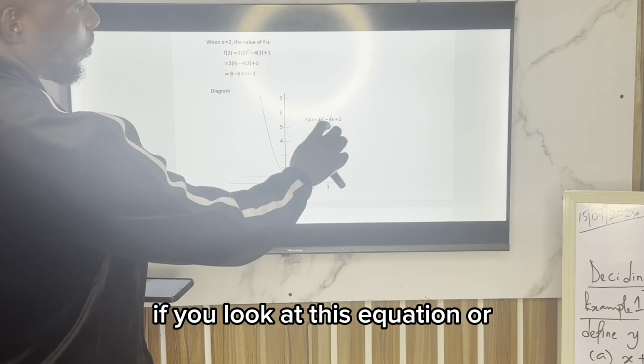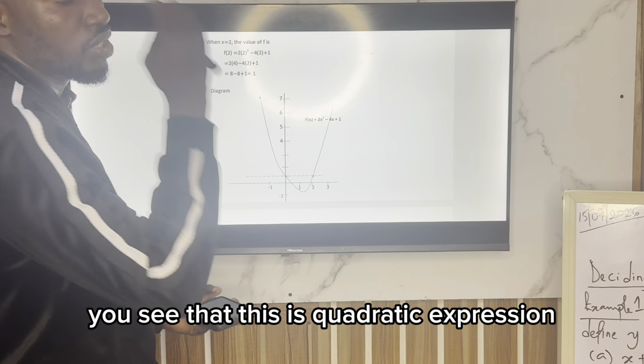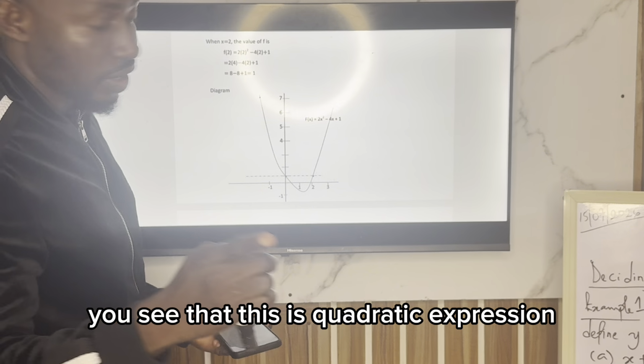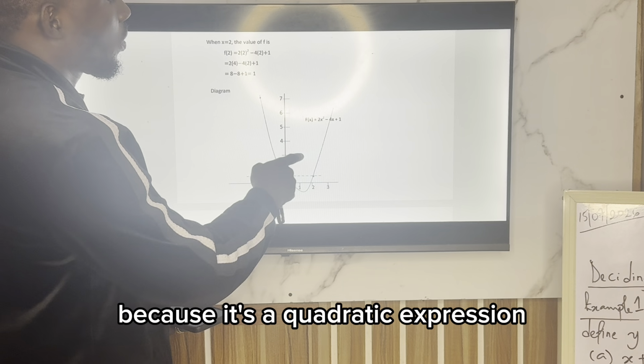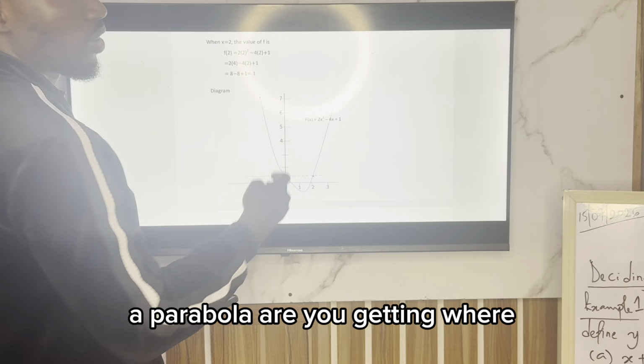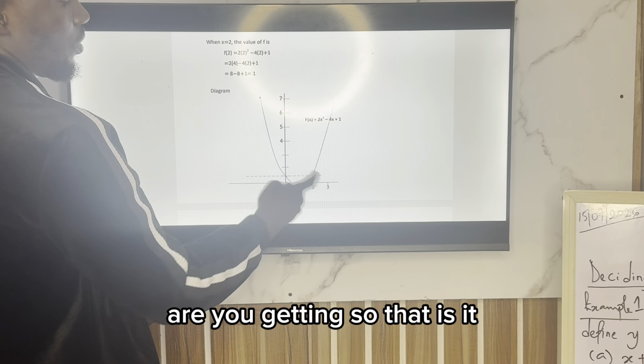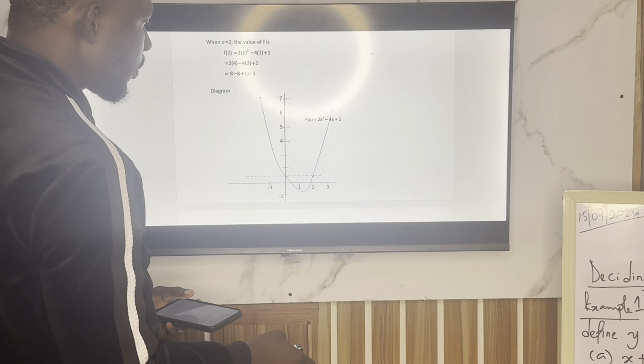If you look at this equation or expression or relation, you see that this is a quadratic expression. Because it's a quadratic expression, definitely it should give you a curve, a parabola. I get it where it records the value of x in two places. I get it. So that is it.